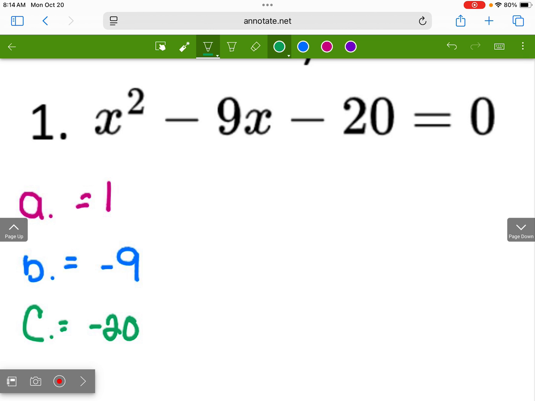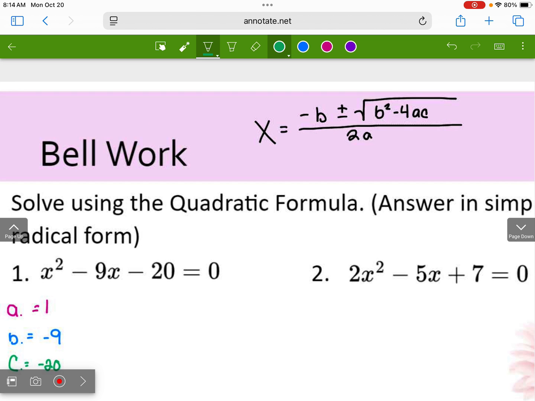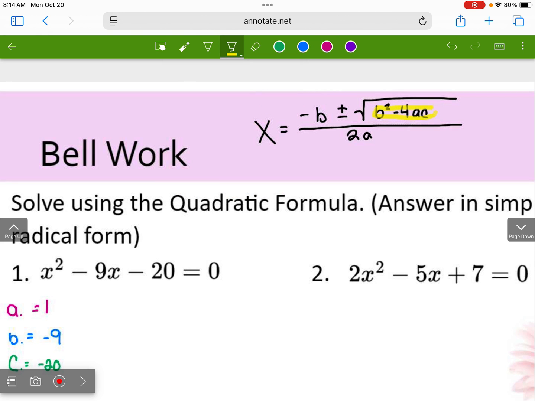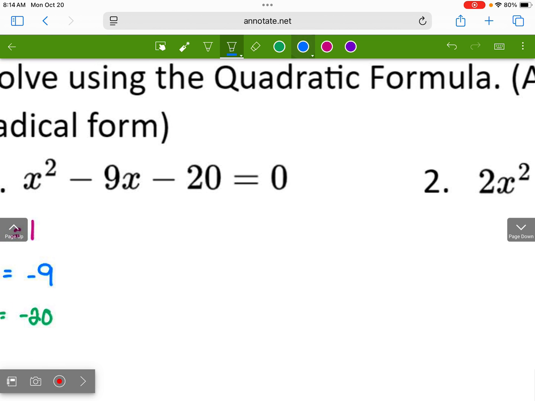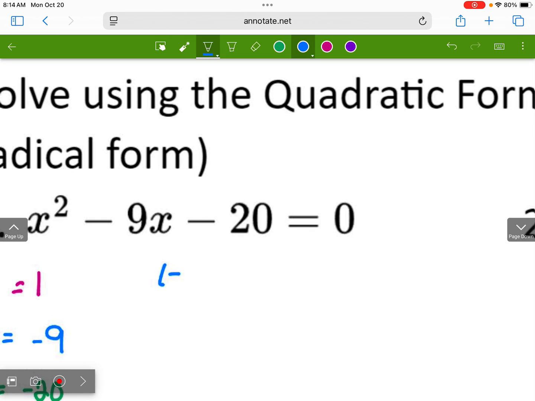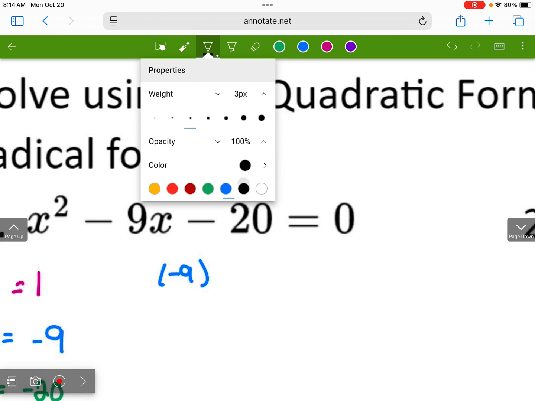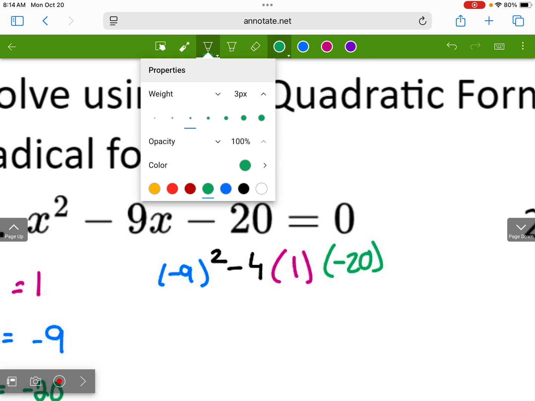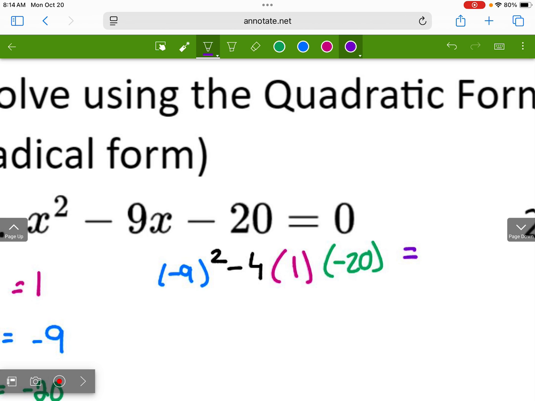Okay, so first thing we're going to do is this discriminant. That's going to be the easy way to go. If we do this bit first, it's a little bit easier for us. So the very first piece we want to do is b squared minus 4ac. So I'm going to have my -9 squared minus 4 times our a, which is 1, times our c, which is -20. We're going to simplify that bit first.